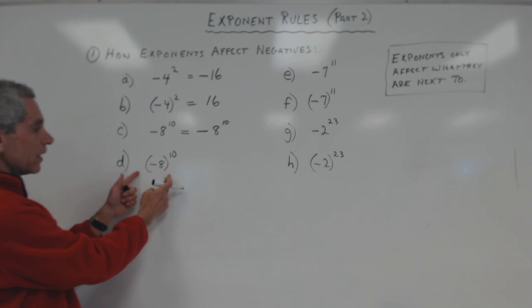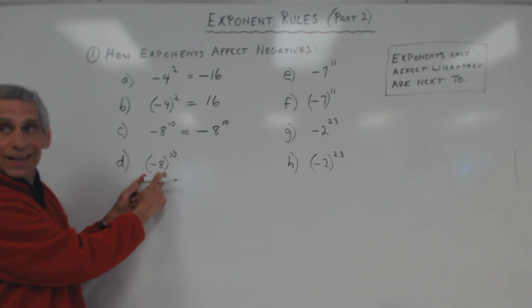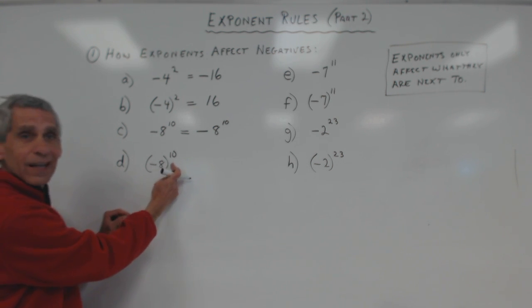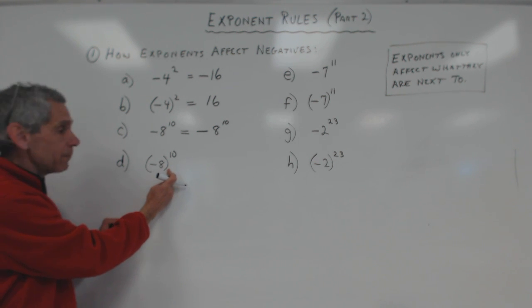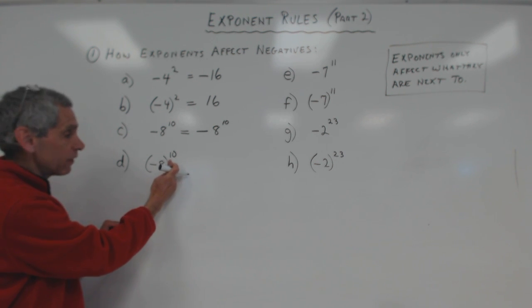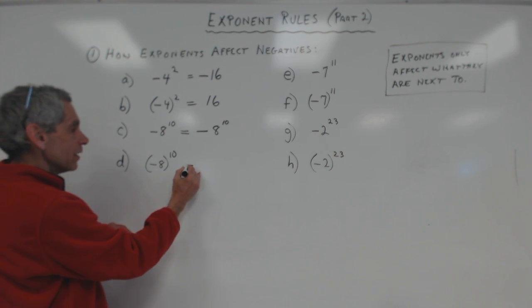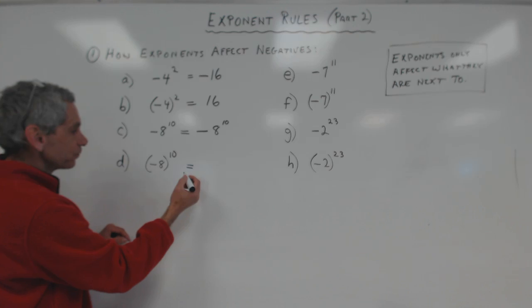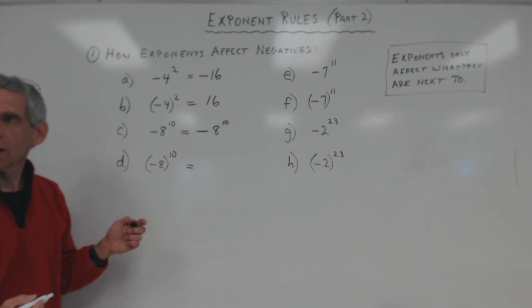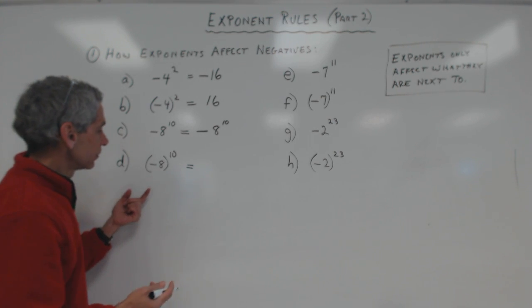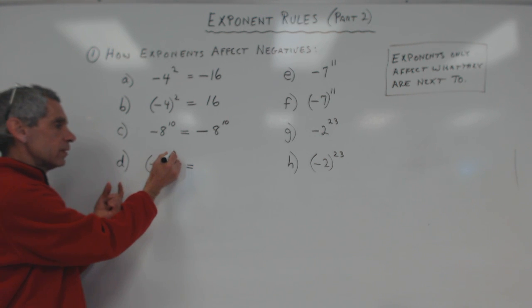See this? Now here, though, I have negative 8 inside parentheses. The exponent is next to the parentheses. That means that exponent affects everything inside the parentheses. So it's 8 to the 10. So now it equals 1,073,741,820. Okay, so let's think about this for 1 second.